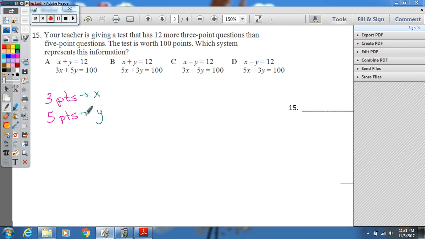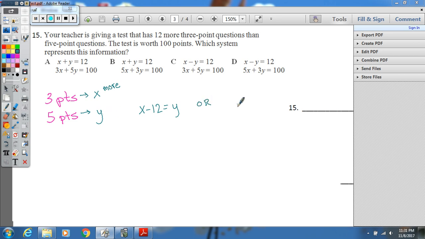Now, if it says your teacher's giving a test that has 12 more 3-point questions than 5-point questions, guys, which one is there more of? There's 12 more 3-pointers, so there's more X's than Y's. So I could set this equation up 2 different ways. I could say, okay, X minus 12 is going to get me Y, because I can take the big one and take 12 away, and it's equal to the small one.